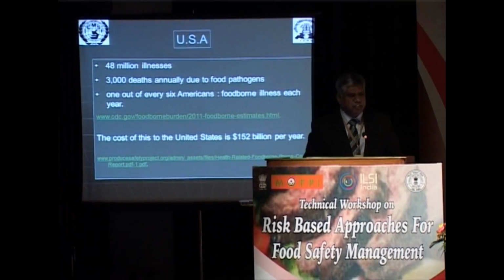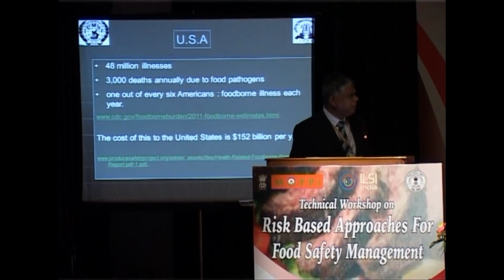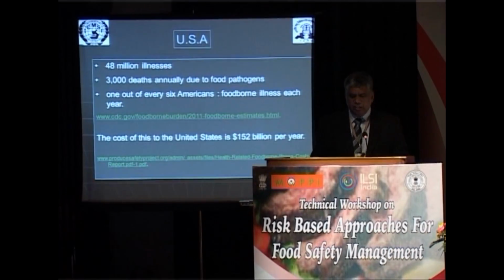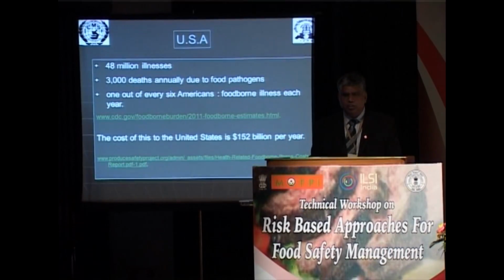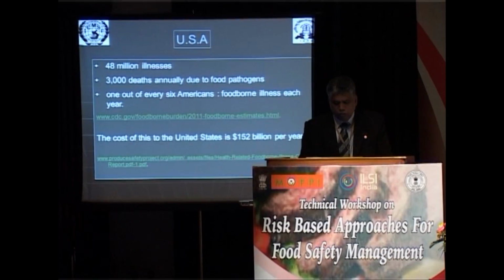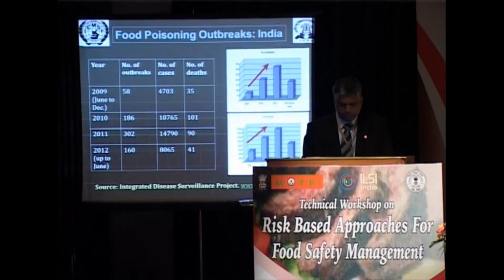There are countries where systematic surveillance systems are in place and estimates are quite reasonably accurate. Like in the USA, it has been estimated that about 48 million illnesses occur every year with 3,000 deaths annually, and a whopping cost of about $152 billion is due to these foodborne pathogens.